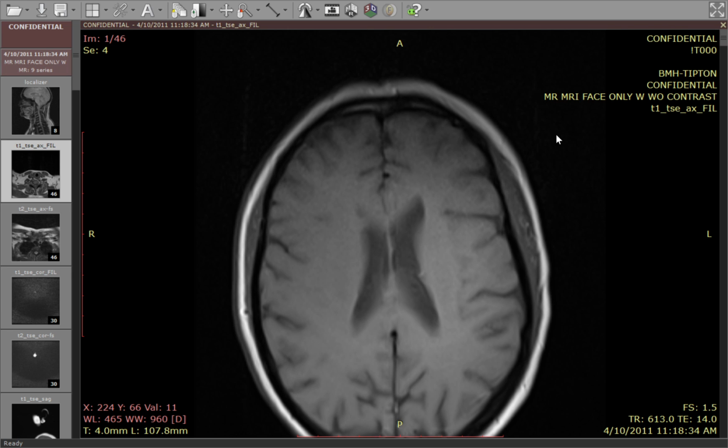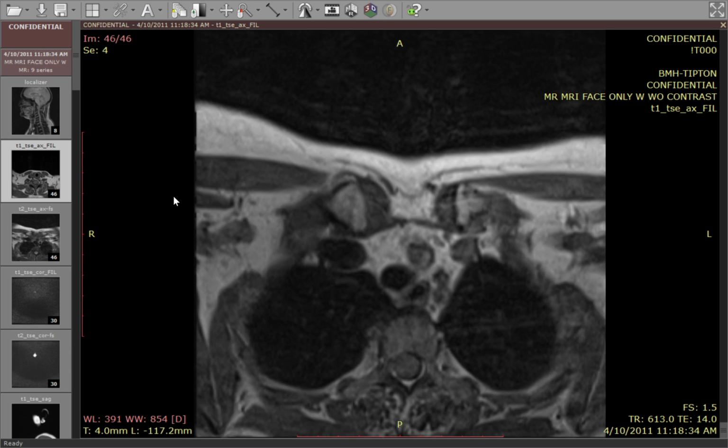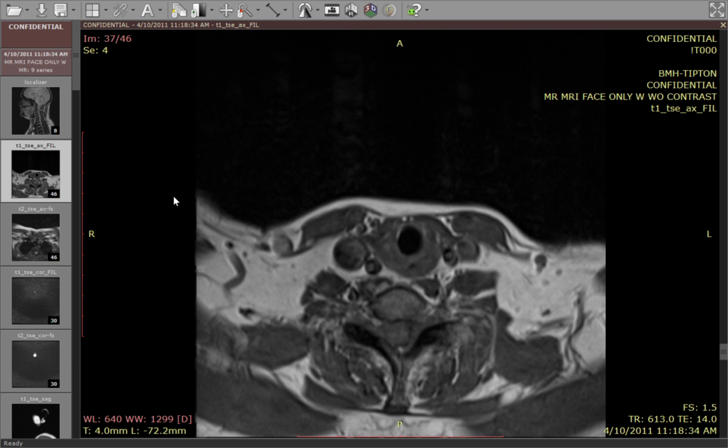Okay. Just want to take you through this case. This was a 40-year-old gentleman who came in with right-sided facial swelling, and this was actually ordered as an outpatient for facial swelling. That's all the history I had. So let me take you through the T1s.